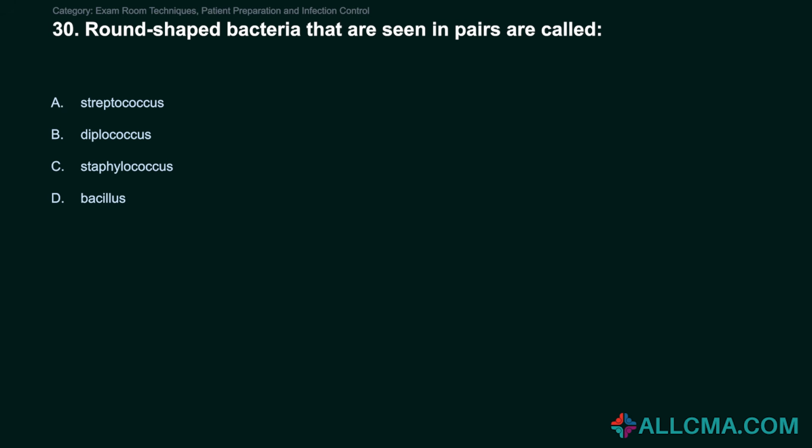30. Round-shaped bacteria that are seen in pairs are called A. Streptococcus. B. Diplococcus. C. Staphylococcus. D. Bacillus. Correct answer: B. Diplococcus.